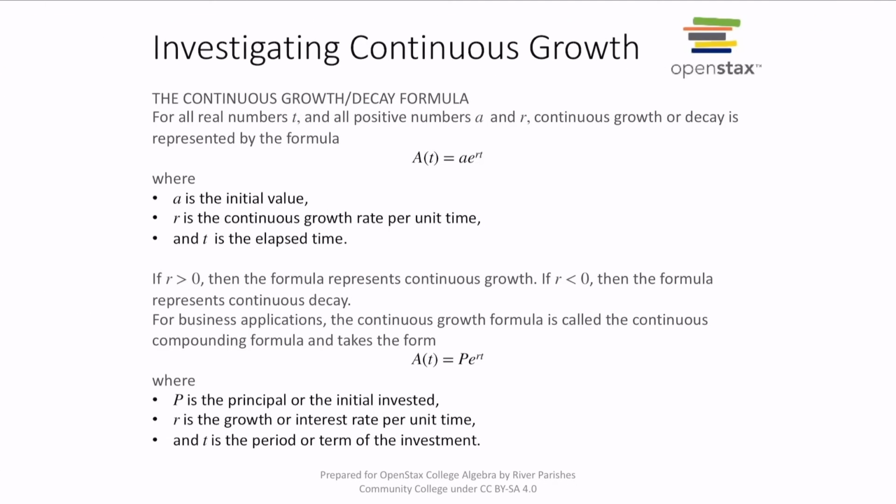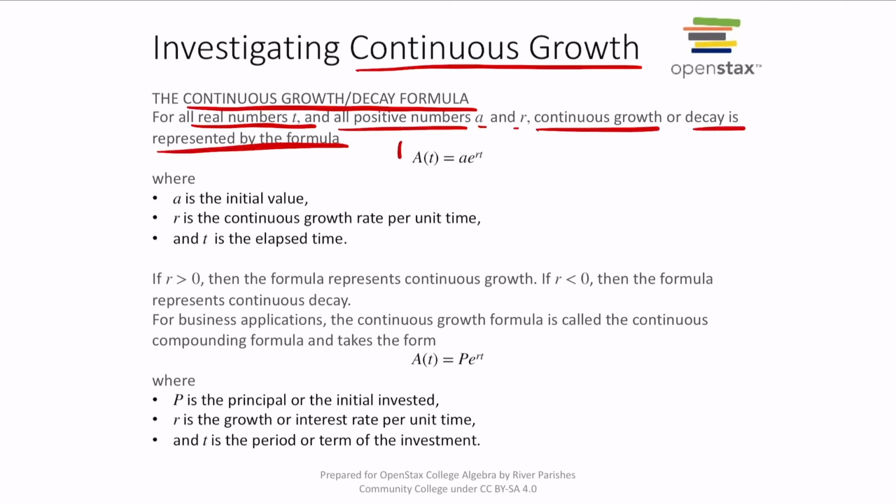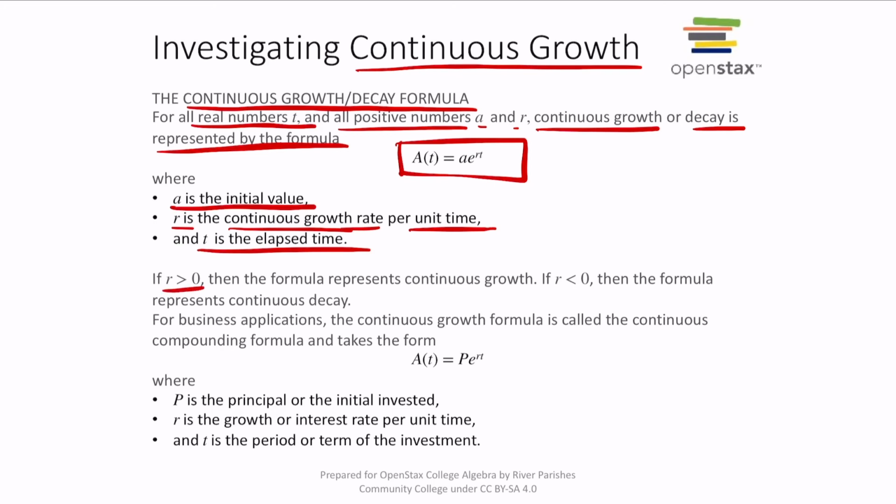So let's start with talking about one model, which is also called the continuous growth or continuous decay model. The continuous growth or decay model generally starts with: for all real numbers t and all positive numbers a and r, continuous growth or decay is represented by the formula A(t) equals a e to the power rt, where a is the initial value, r represents the continuous growth rate per unit time, and t represents the elapsed time. Now, if r is greater than 0, we call it continuous growth, and if r is less than 0, the formula is called continuous decay.